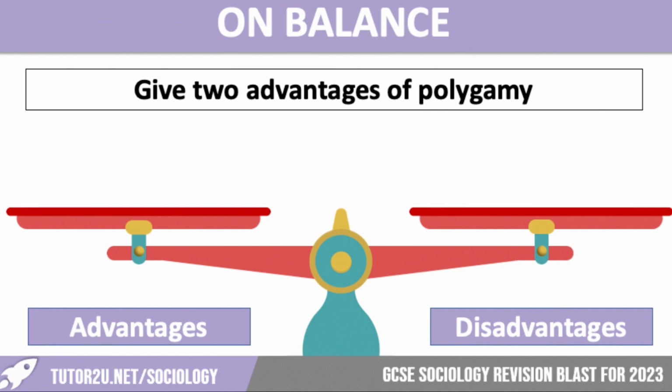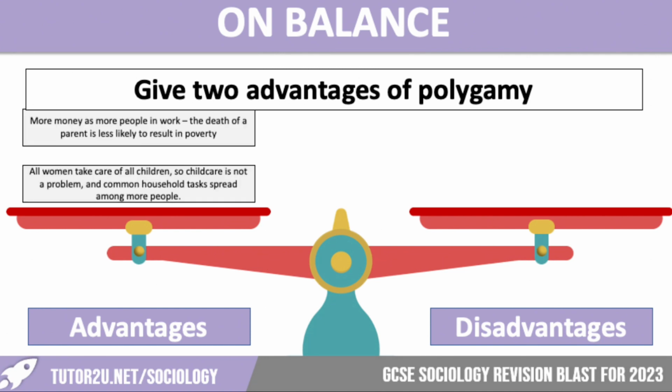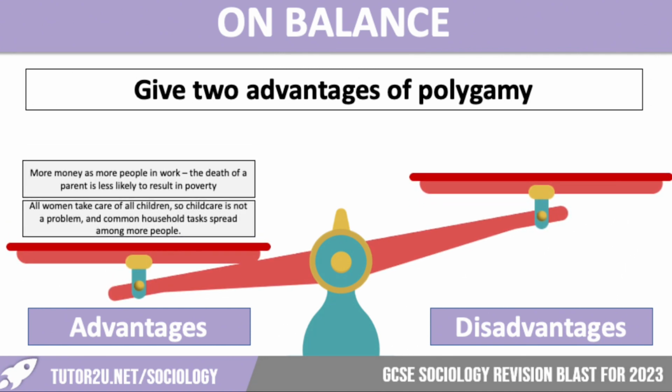Okay, let's have a look at some of the advantages of this practice. Firstly, more money, as there are more people in work, so the death of a parent, for example, is less likely to result in poverty. We also have all women taking care of all children, so childcare is not a problem, and common household tasks are spread amongst more people.